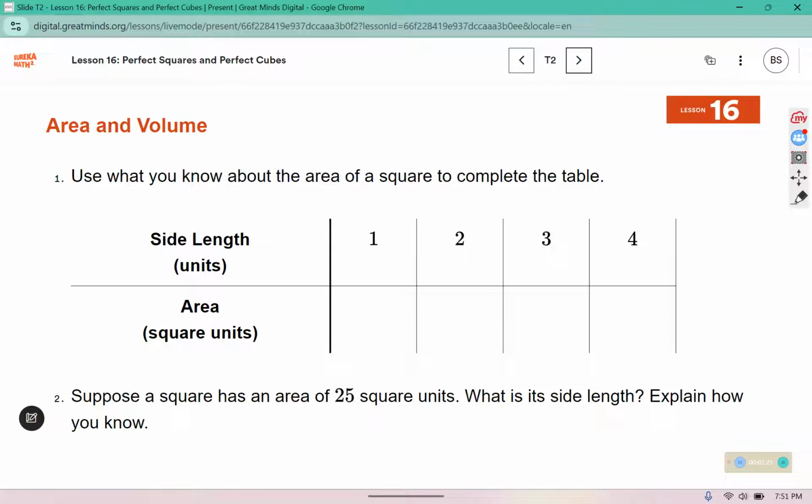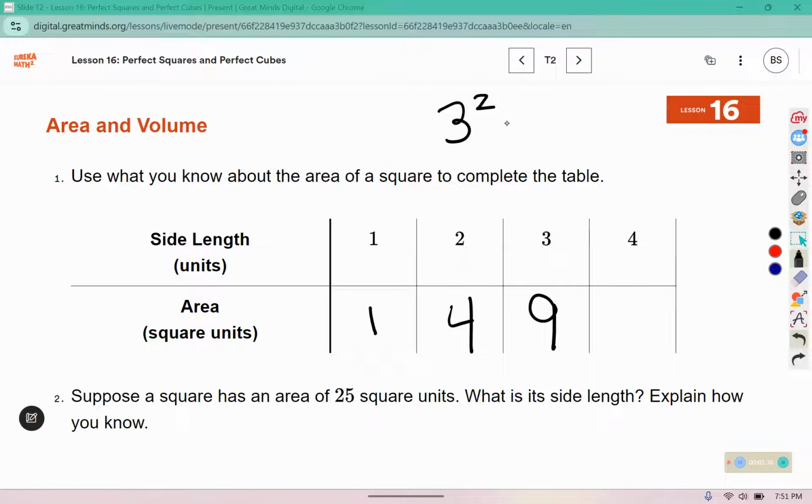Use what you know about the area of a square to complete the table. So 1 squared, 1 times 1 is 1. 2 squared, that's 2 times 2. 3 squared, 3 times 3 is 9. A lot of times people get confused and they want to say that is 6. That is not true. If you aren't sure, rewrite 3 squared as 3 times 3. So 4 squared would be 4 times 4, giving us 16.